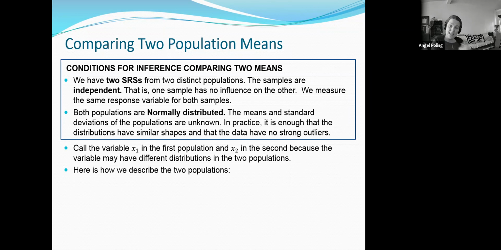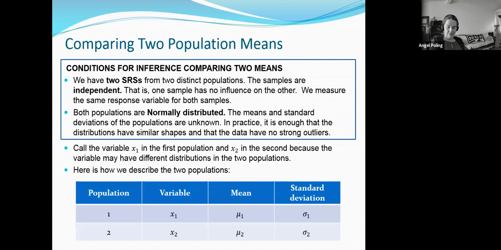So here is how we describe the two populations. We have here a contingency table. We have in the rows population 1 and population 2, right? And in the columns, we've got population 1 and 2 variables, x sub 1, x sub 2, describing means mu1 and mu2 with standard deviation sigma 1 and sigma 2, right? So this is how we describe the two populations.